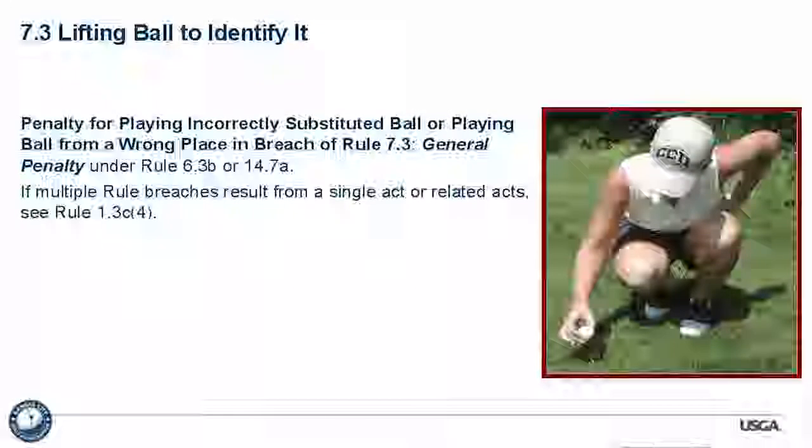All right, so the penalty for playing an incorrectly substituted ball or playing from a wrong place in breach of this rule is the general penalty. So if you substitute a ball, you're going to get the general penalty. If you play from a wrong place, you're going to get a general penalty.